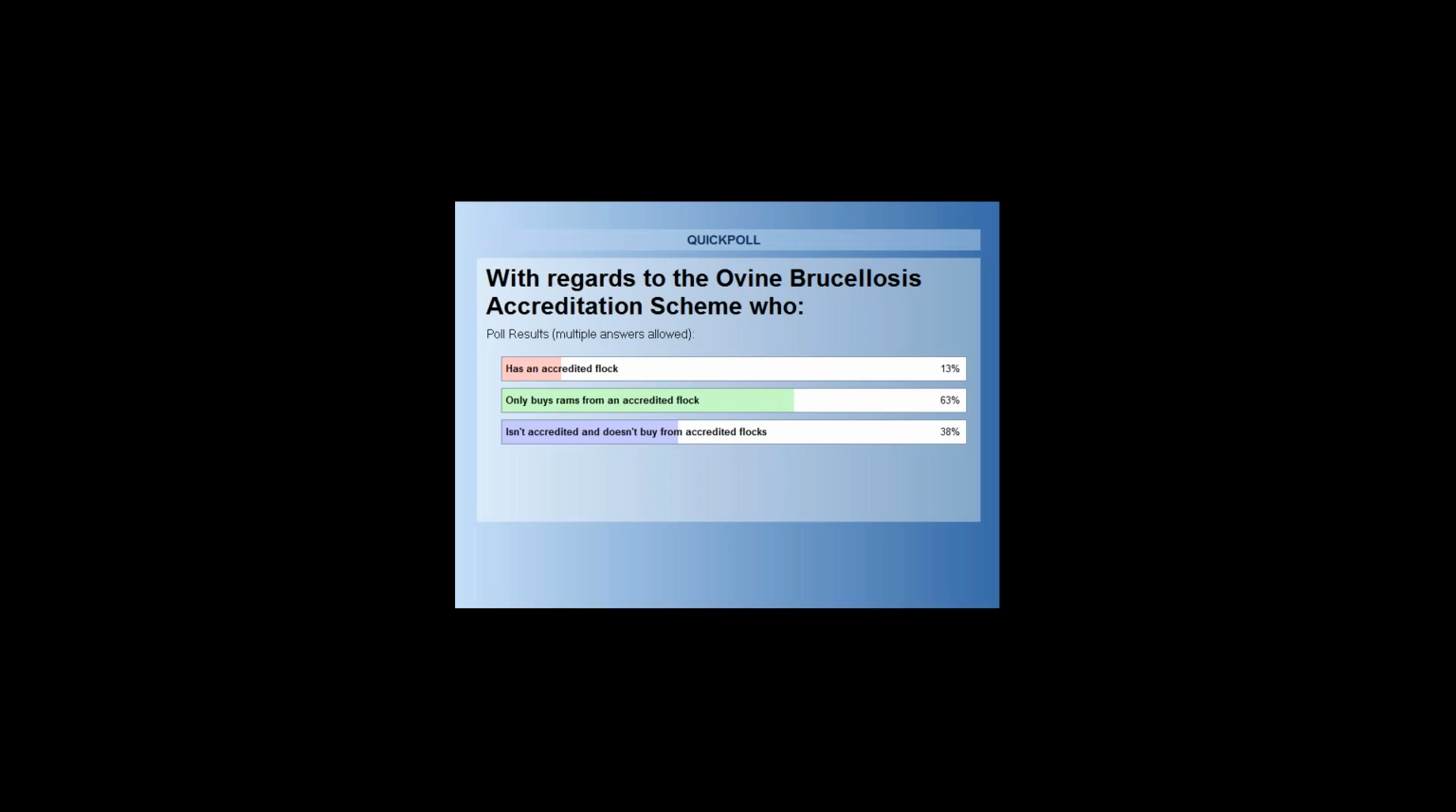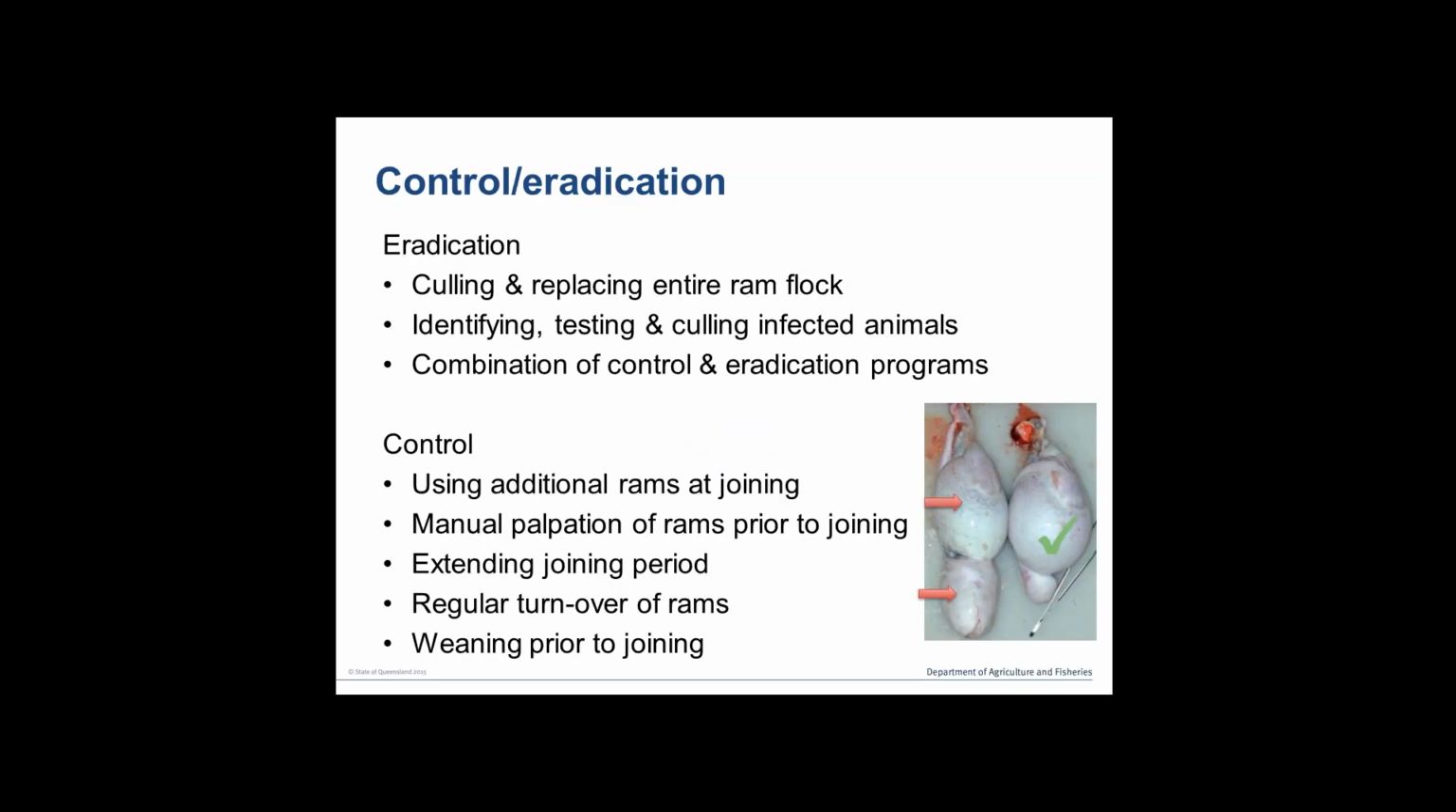So 13% have an accredited flock, 63% only buy rams from an accredited flock, and then we've got 38% who aren't accredited and don't buy from accredited flocks. Fantastic. So that's a pretty impressive result. I think 63% buy from accredited flocks and 13% are accredited. So that's fantastic. So we'll move on now.